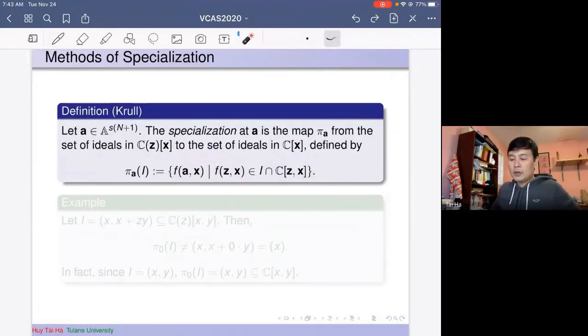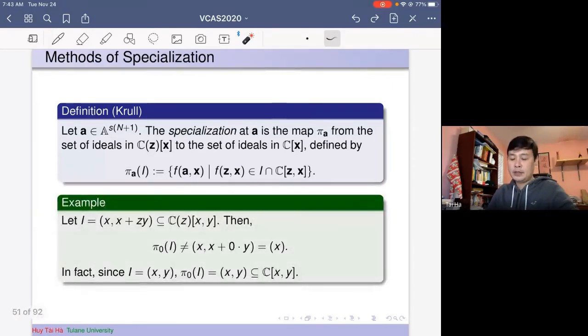Now, even though it looks kind of simple, one has to pay special care when working with specializations. For example, specializing an ideal is not the same as specializing its generators. So let me give you an example here. Let's start with the ideal I being generated by x and x plus zy inside this polynomial ring in 2 variables over, of course, this extended field.